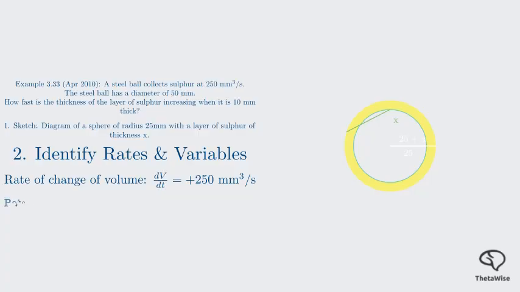The question asks for, how fast is the thickness of the layer of sulfur increasing when it is 10 millimeters thick? This is asking for dx/dt, the rate of change of the thickness, at the instant when the thickness x is equal to 10. So our objective is to find dx/dt when x equals 10 millimeters.